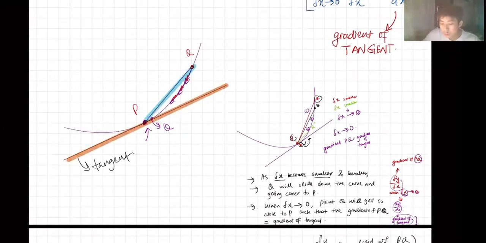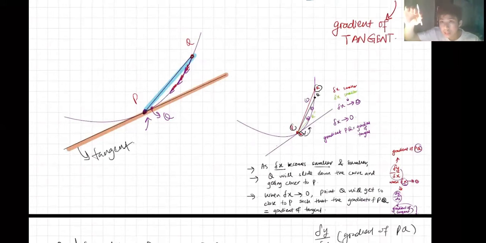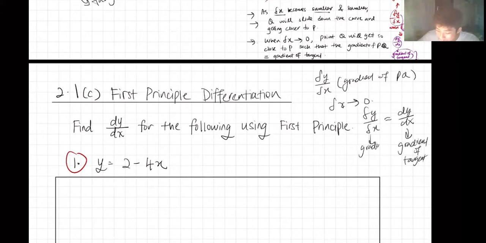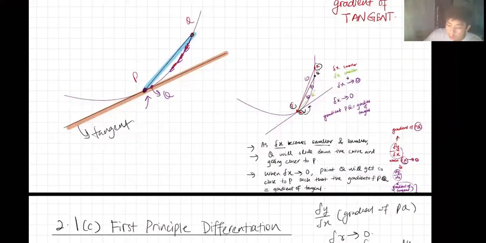Okay, so this PQ, how can you make this PQ as close as the tangent? How? It is to make delta x approach 0. When delta x approaches 0, the delta y over delta x, which is the gradient of PQ, will approach dy dx. And when you see dy dx, this is the d that we always write. It is actually the gradient of the tangent. This one is actually the gradient of PQ. As I said, if you don't know what PQ is, watch my previous video, or you can just see from this graph. This blue color line is PQ.